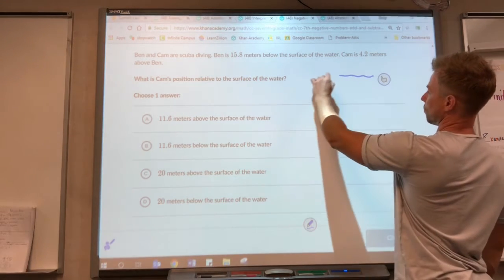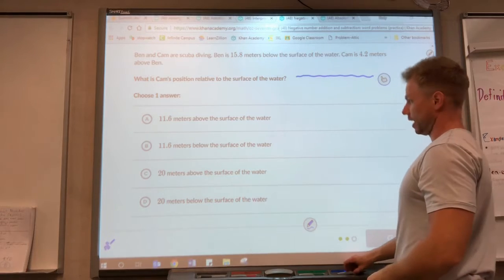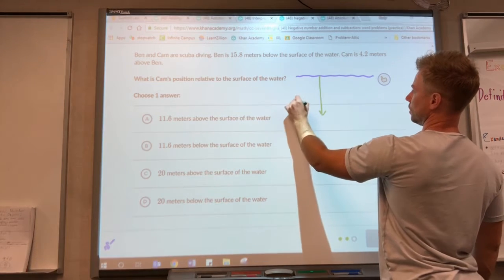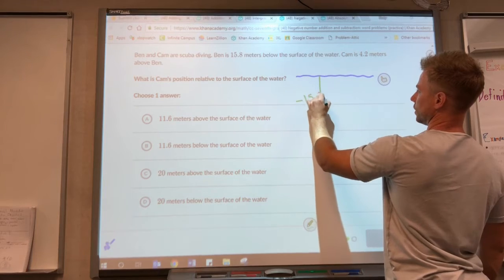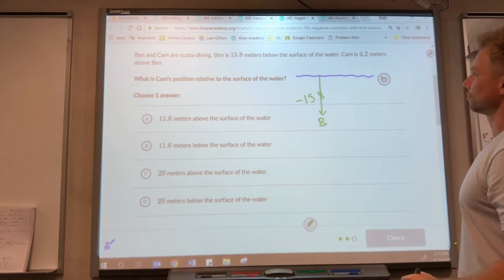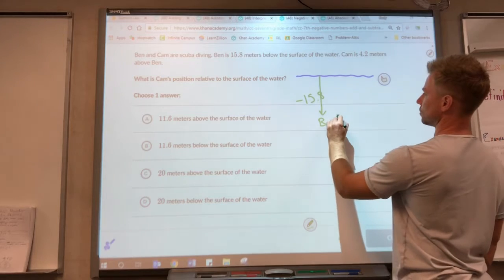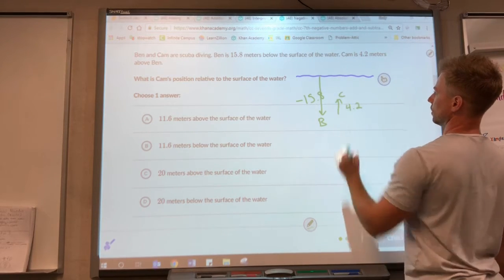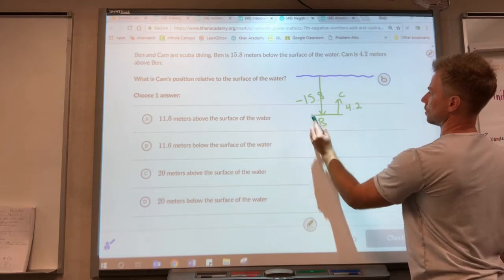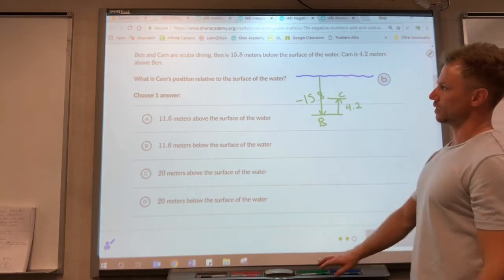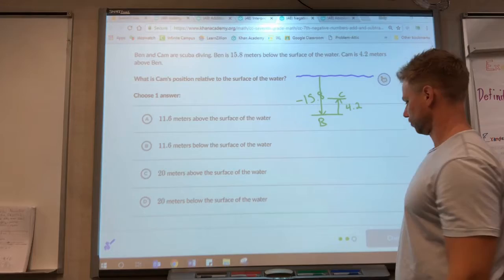Okay, so this time we have water, and Ben is 15.8 meters below the surface of the water. That's Ben. And then Cam is 4.2 meters above Ben. So then we go up 4.2. That's where Cam is. Okay. What is Cam's position relative to the surface of the water?